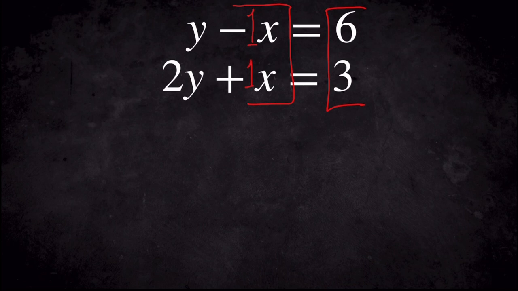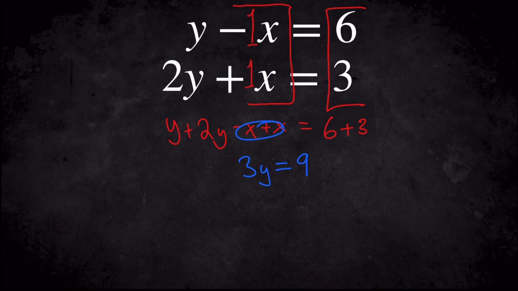So this would become y plus 2y, minus x plus x, equals 9. 6 plus 3. Now this will become 0. So all we are left with is y plus 2y, and that would equal 3y, equals 6 plus 3, 9.